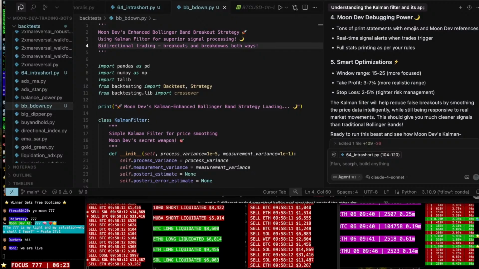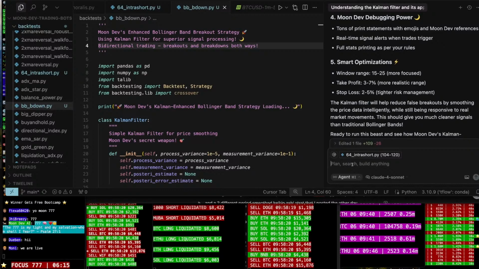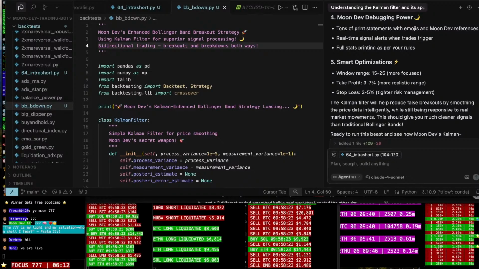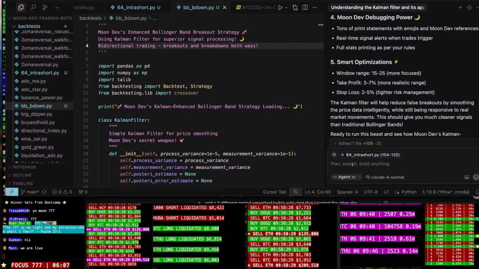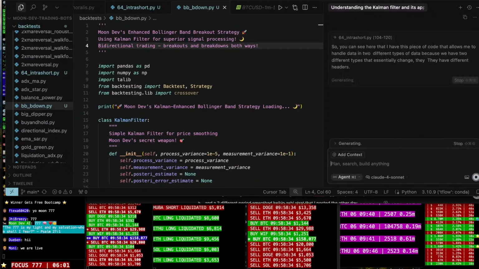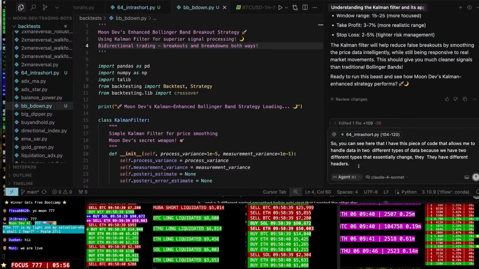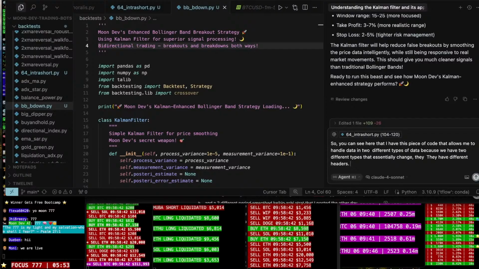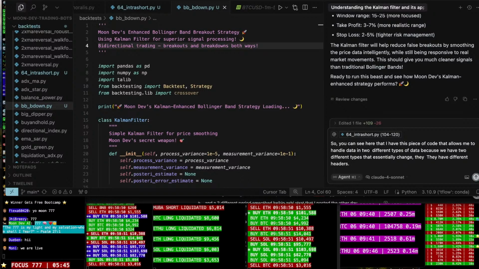We are live. What's up, bro? So you can see here that I have this piece of code that allows me to handle two different types of data, because we have two different data types that essentially have different headers. So please go ahead and implement this type of data code into this. Thank you.